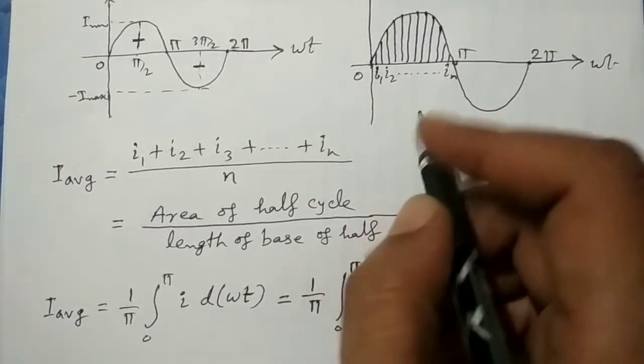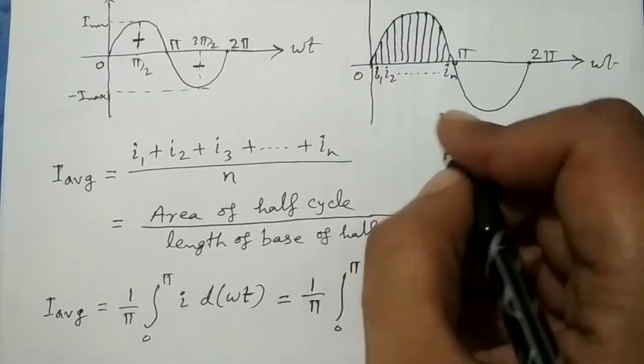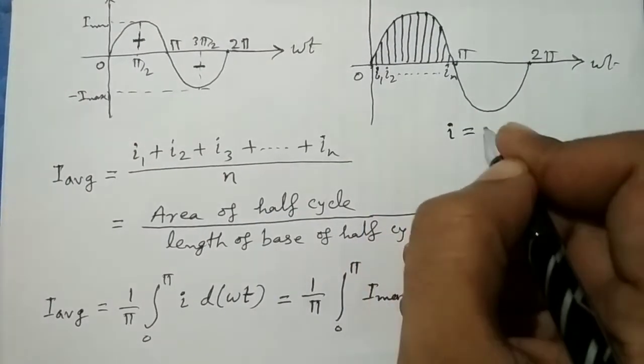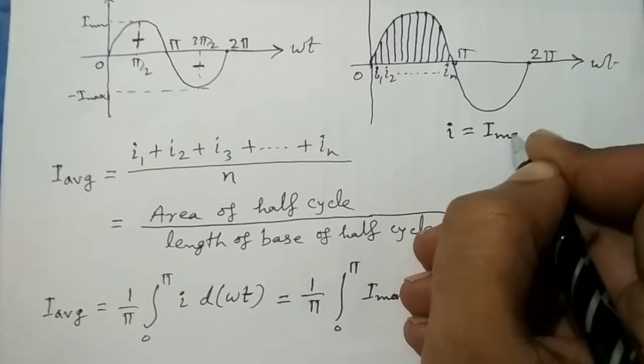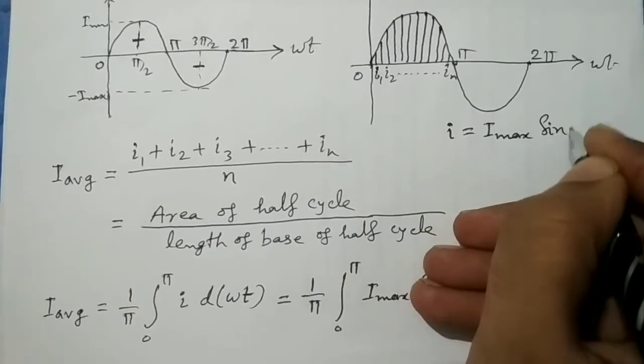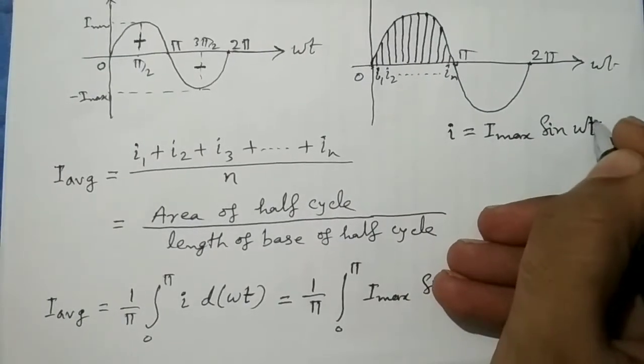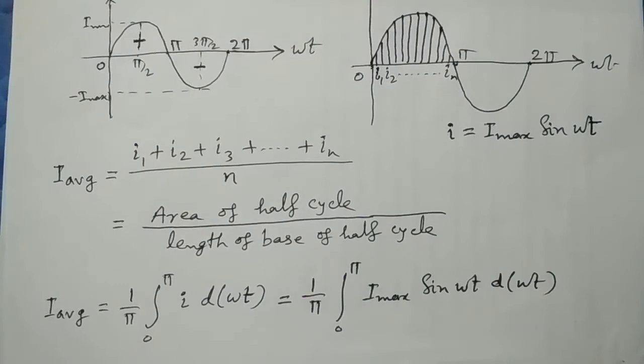Remember one thing here, the current is purely sinusoidal, so definitely the value of i will be equal to I max sine omega t. That we already saw in previous classes.